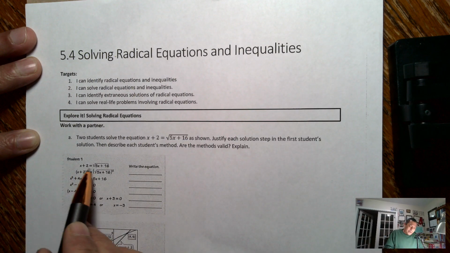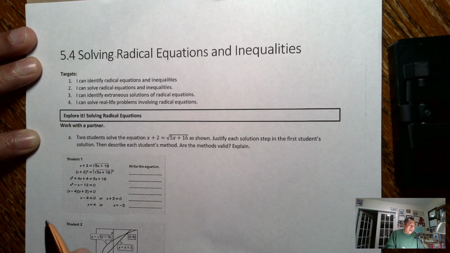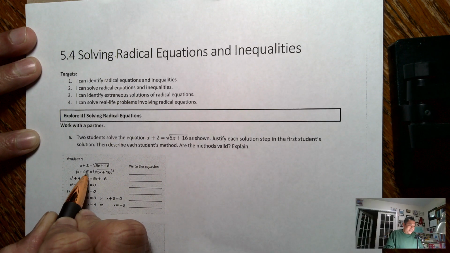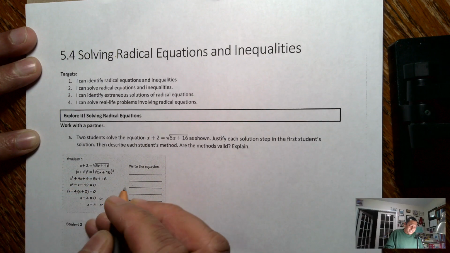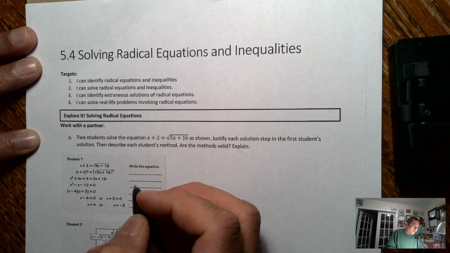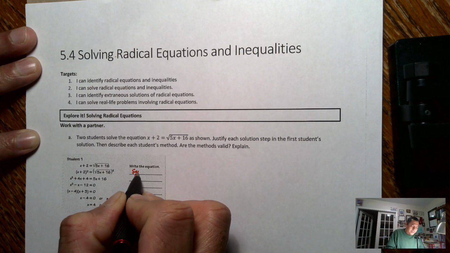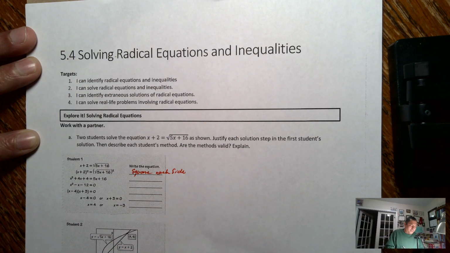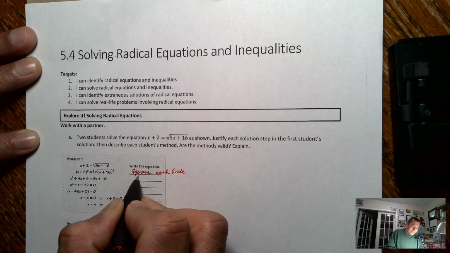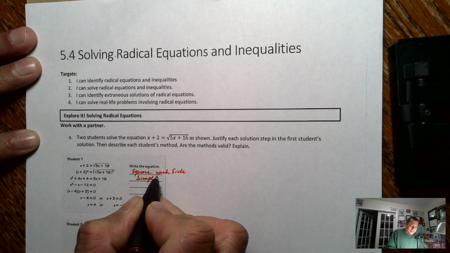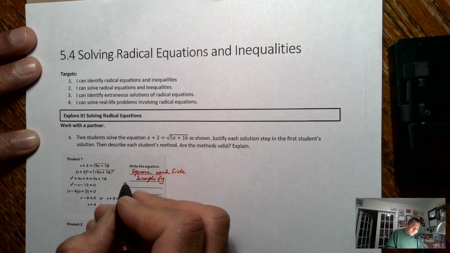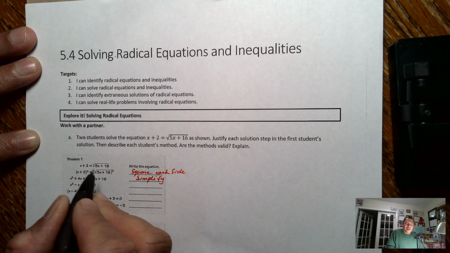So for student number one, I'm going to explain what happened. First, the student wrote the equation. Then what happens? Squared each side. You can write here, square each side. And then what happened? Simplify. And then what happened? Combine like terms. That's what happened when we move terms back and forth.